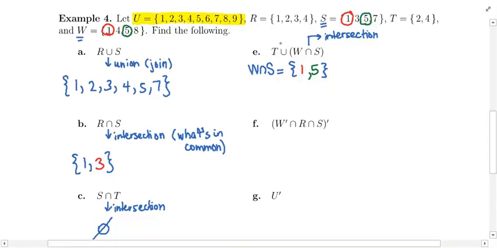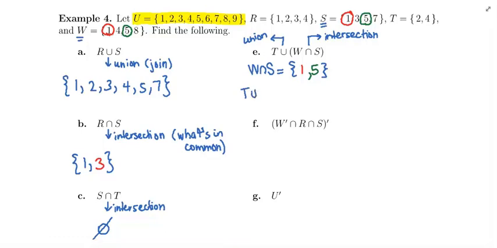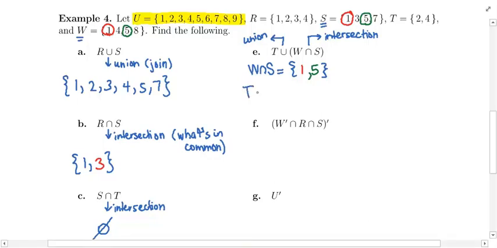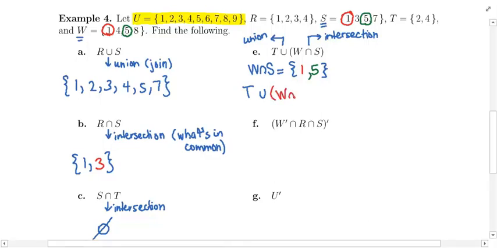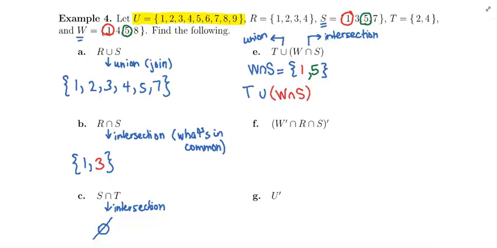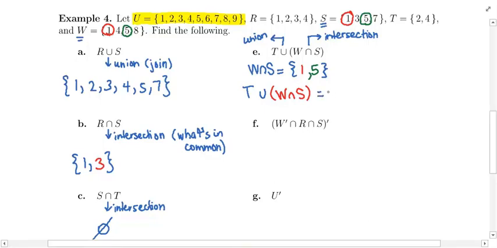And so now you've got to union that result with T. I'm going to write this down. I'll color code it for you. We'll do T unioned with this W intersect S. So I'm going to write down T. T is the set 2, 4. And we're going to union that with our result, W intersect S, that's 1, 5.